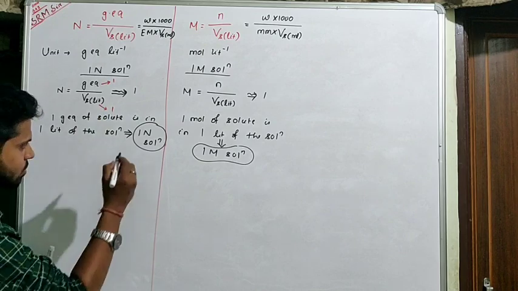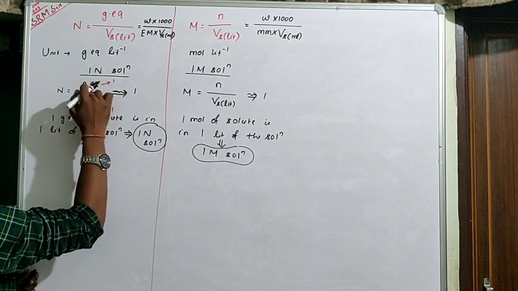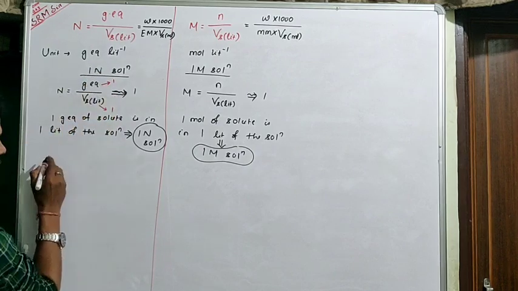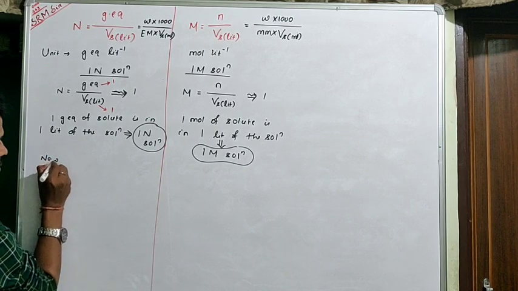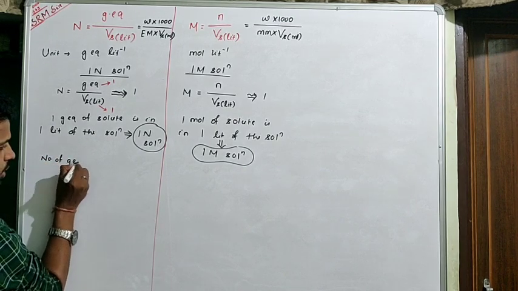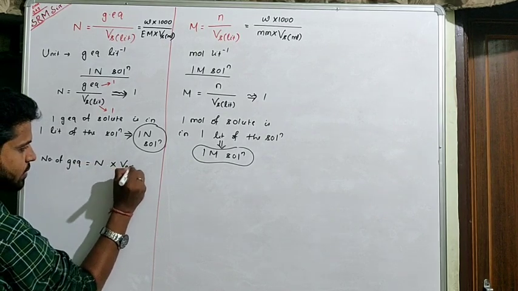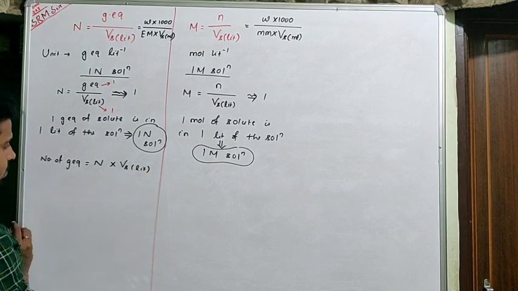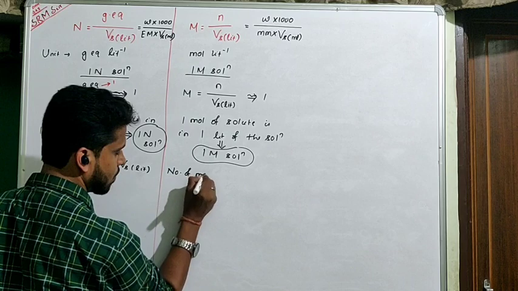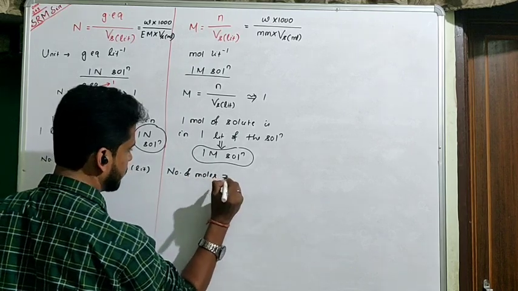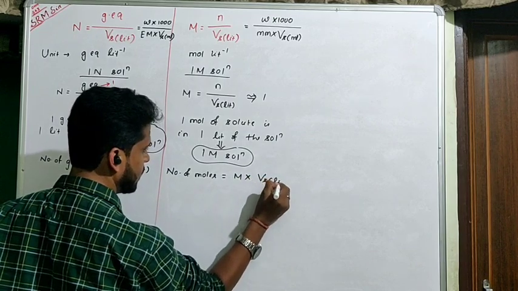1 normal solution is nothing but 1 gram equivalent per 1 liter. So I can also write number of gram equivalent equals normality into Vs liter. Similarly, number of moles equals molarity into Vs liter.